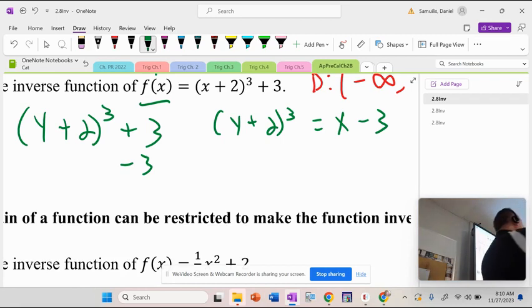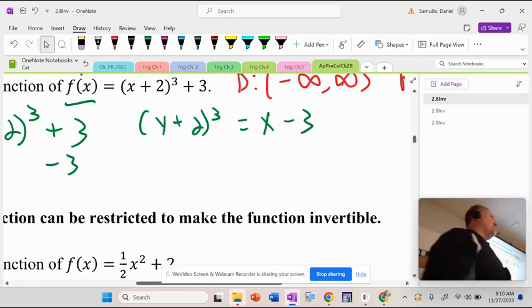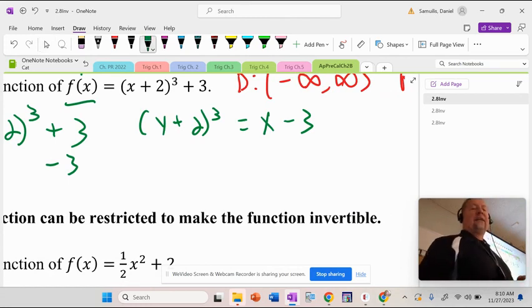You got to free this from the cube, from the grouping parentheses, or the symbol, the mathematics that is going on with that set of parentheses. So not free. So how do I undo a cube? What do I have to do to both sides? Anyone? Cube root. I believe we've had this before.